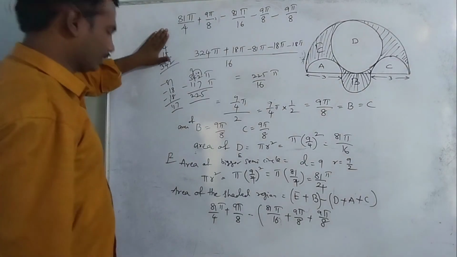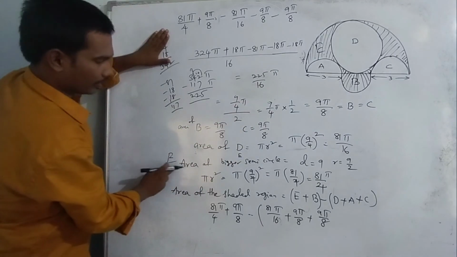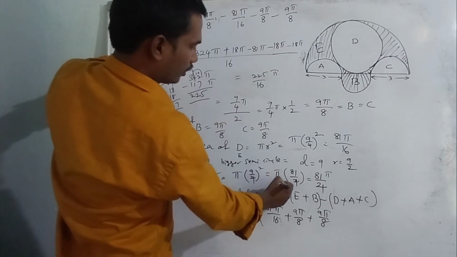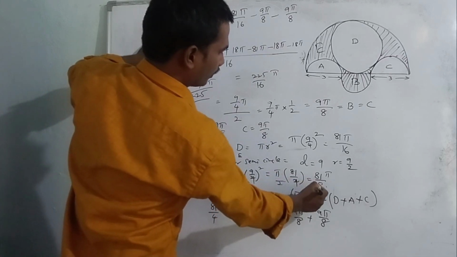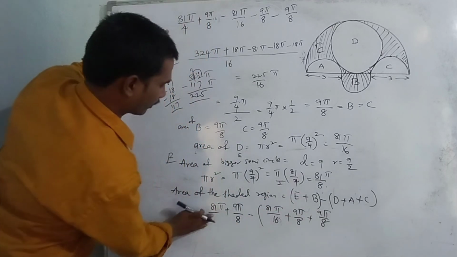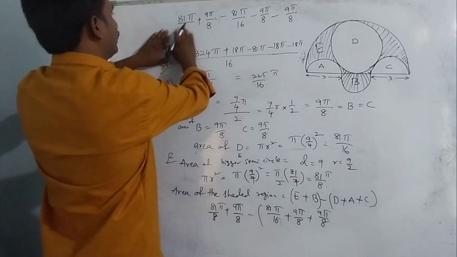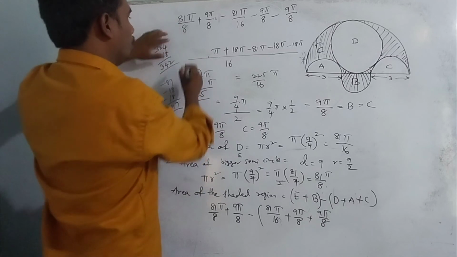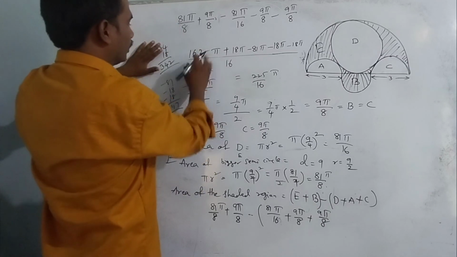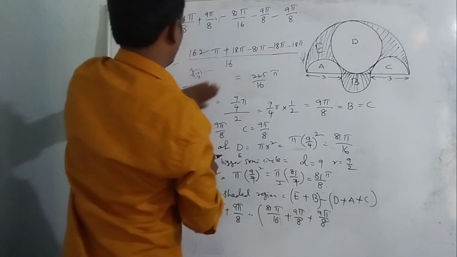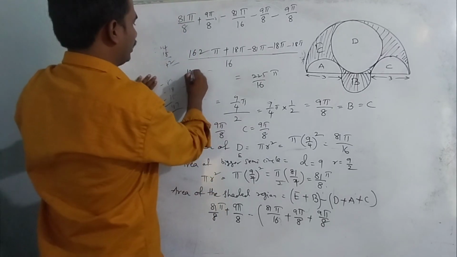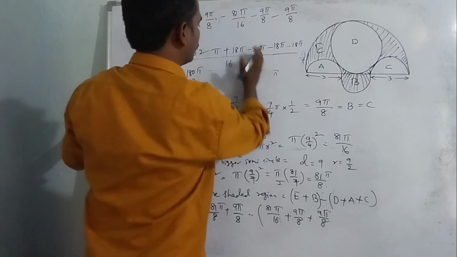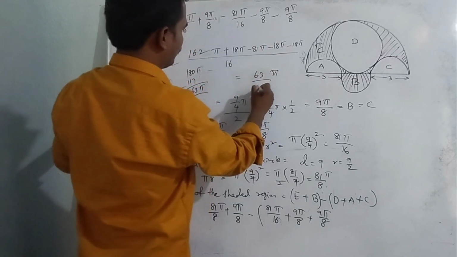Okay, here we made a mistake. Here E is the semicircle area. Here we took a complete circle, so by 2 means here we will get 81 by 8 pi. So here 81 by 8 pi, here also 81 by 8. Then here we will get 81 into 2, that is 162. So 162 plus 18 is 180, minus 117, so 63 pi. So here the answer is 63 pi by 16.